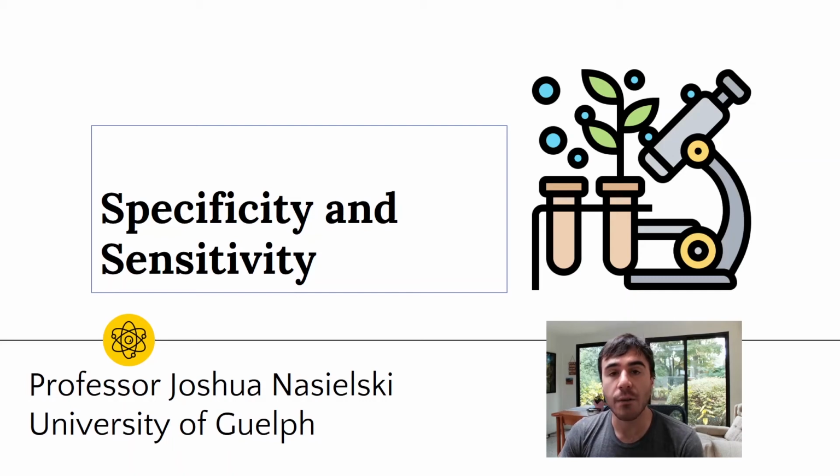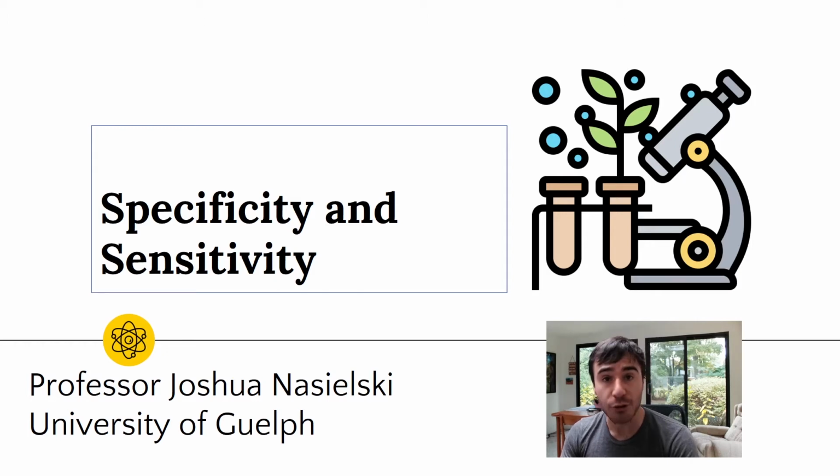The concepts of specificity and sensitivity are very important for animal scientists to understand, because if you're doing any kinds of diagnostic tests, does the animal have the disease or doesn't it, then understanding the specificity and sensitivity of the test is critical for you to start making some clinical decisions.